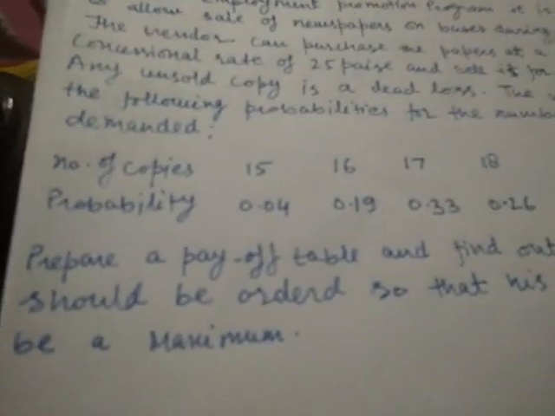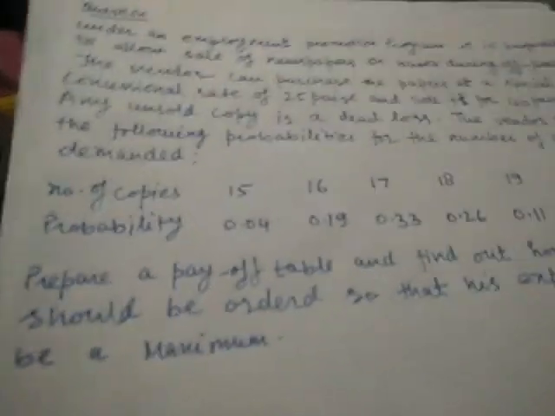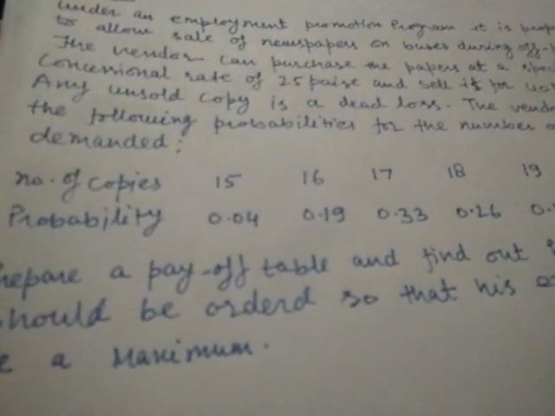So these demands are the states of nature, कि 15 का डिमांड आ सकता है, 16 का डिमांड आ सकता है, 17 का डिमांड आ सकता है. This is not fixed, what type of demand will come.